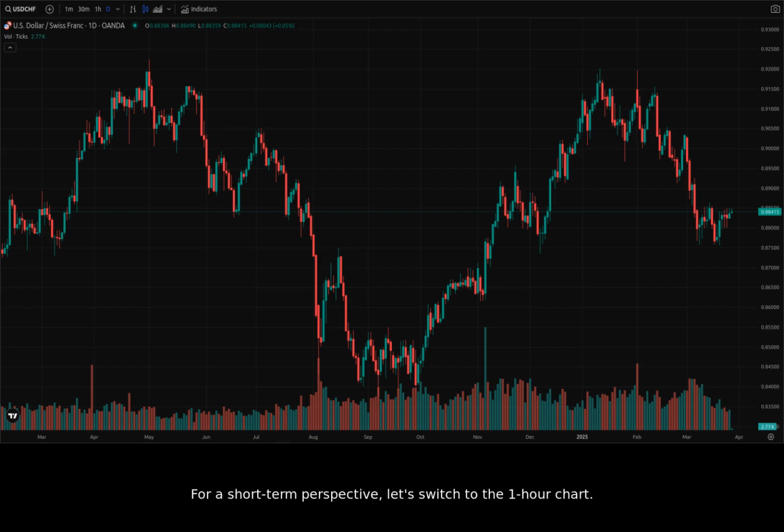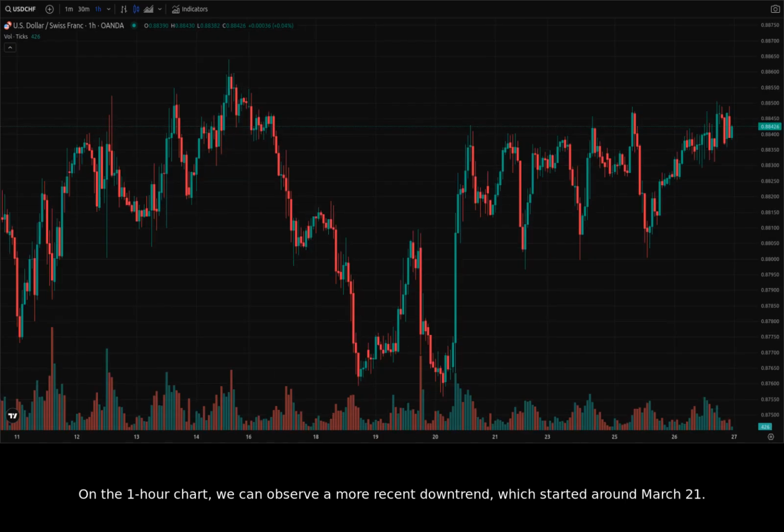For a short-term perspective, let's switch to the 1-hour chart. On the 1-hour chart, we can observe a more recent downtrend, which started around March 21st. The price is currently hovering around 0.883, facing some short-term resistance. A break above this level could signal a temporary bullish move. However, the broader trend suggests that the bears are in control, so that uptrend will probably be short-lived.